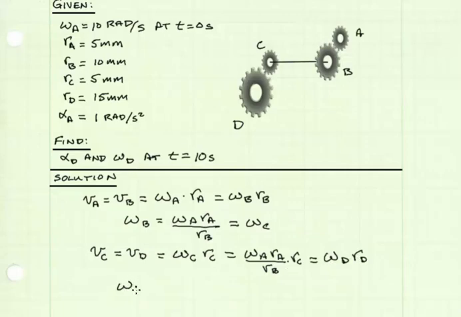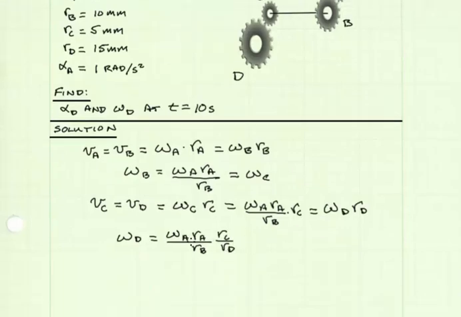Therefore, the angular velocity of D is equal to the angular velocity of A, radius of A, divided by the radius of B, times the radius of C, divided by the radius of D. Now we have a relationship between the angular velocity of A, our first gear, and the angular velocity of D, our last gear. This same relationship applies with our acceleration. So the angular acceleration of D is equal to the angular acceleration of A, times radius of A, radius of C, divided by the radius of B, radius of D.